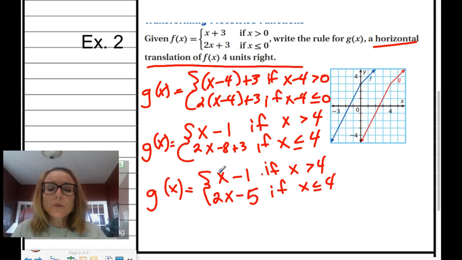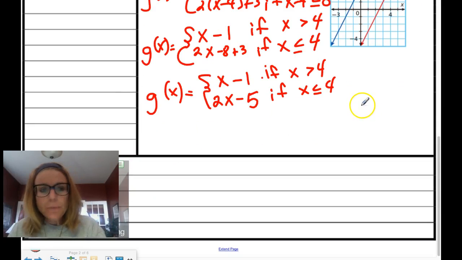When you do a horizontal transformation, remember, the rule and the interval changes. So look at the graph. We're shifting 4 units to the right, and that's exactly what we did. We started with the f function, and we shifted the f function 4 units to the right to get the g function. Okay, I think we're ready for the next page.